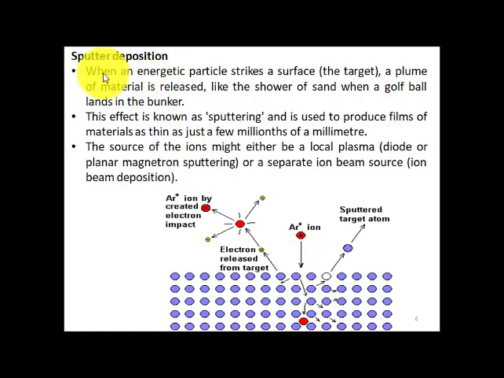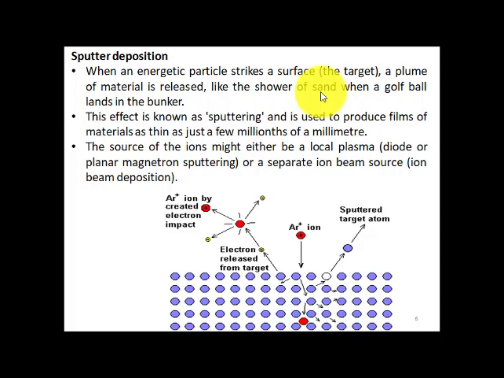So, sputter deposition. When an energetic particle strikes the surface of the target material, a plume of material is released. It is just like a shower of sand when a golf ball lands in a bunker. So when a golf ball lands in the bunker, we can see a shower of sand is produced. This effect is known as sputtering and is used to produce films of material as thin as just a few millionths of a millimeter.